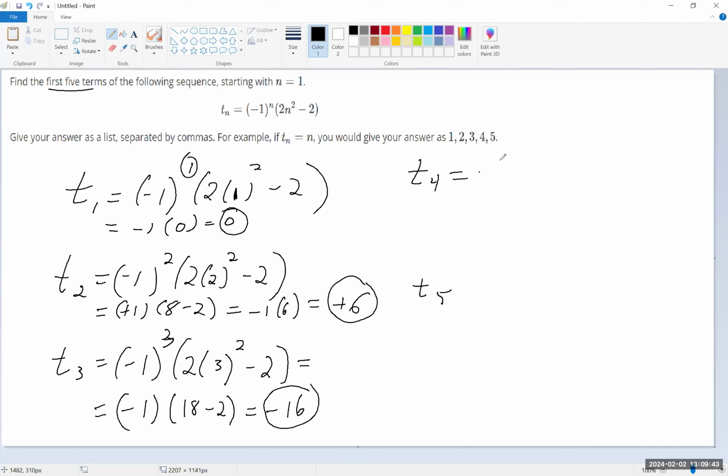So this is going to be -1 to the fourth power, 2 times -1 squared minus 1 minus 2. That's a 1, -1. And again, I keep making those copying errors. 4 squared is 16 times 2 is 32 minus 2. So this is just 30.